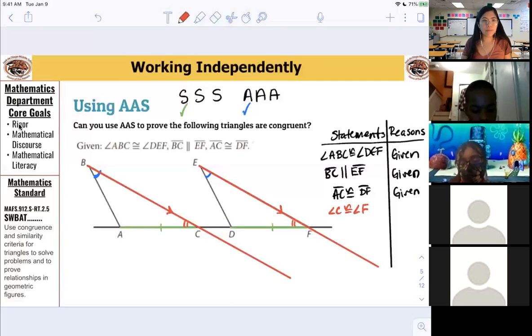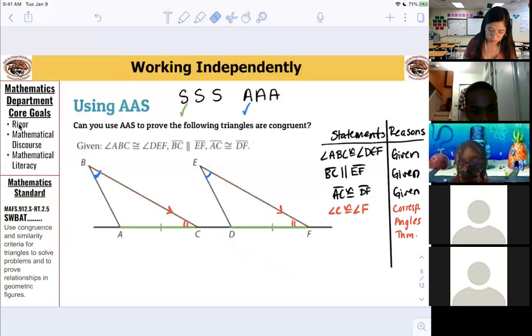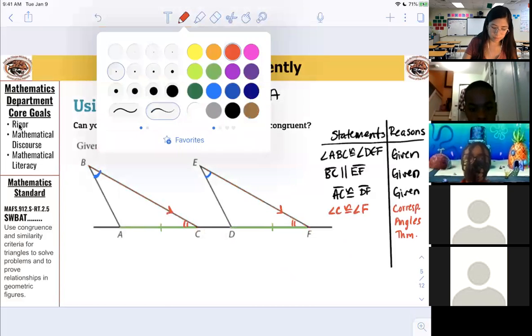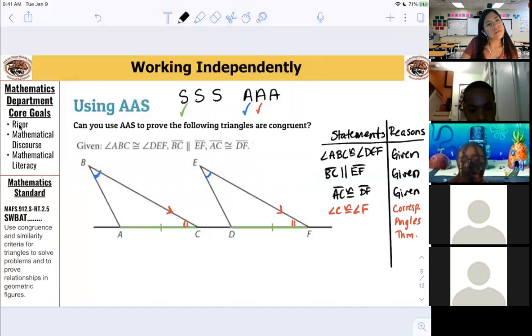Corresponding angles theorem. Good, the corresponding angles theorem. And I'm kind of running out of room, but that's what that says, corresponding angles theorem. So now I have everything I need. What's my final statement going to be? What's my final statement, guys?